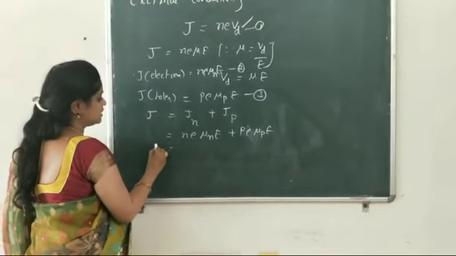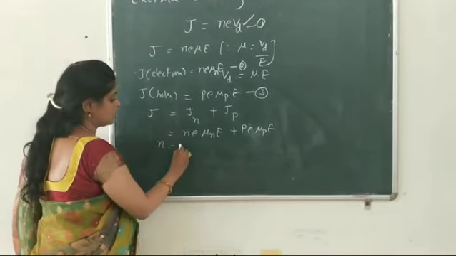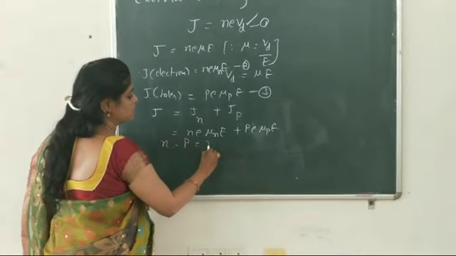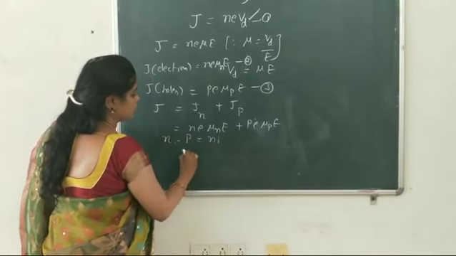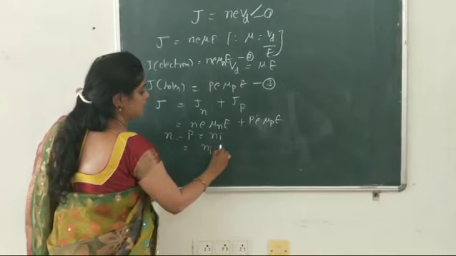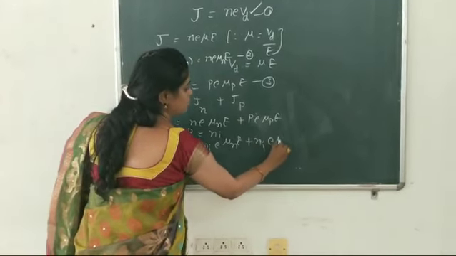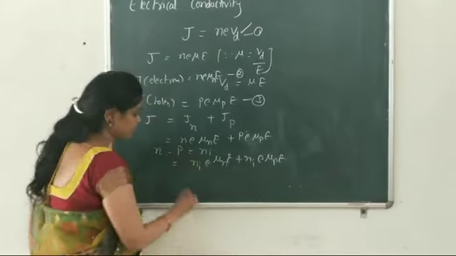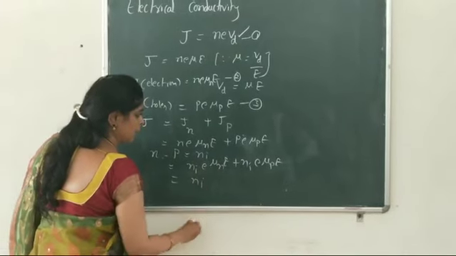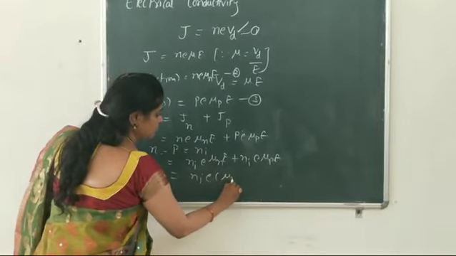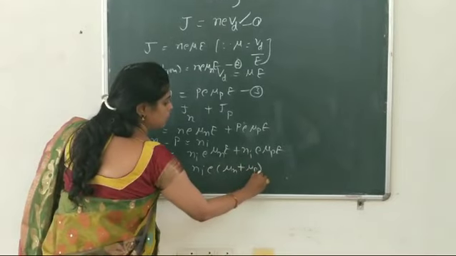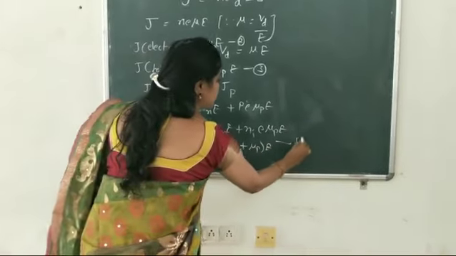Here in intrinsic semiconductors, the number of electrons equals the number of holes, n equals p equals ni. So that equals ni e mu n into capital E plus ni e mu p into capital E, which equals ni e of mu n plus mu p into capital E. So this is equation 4.